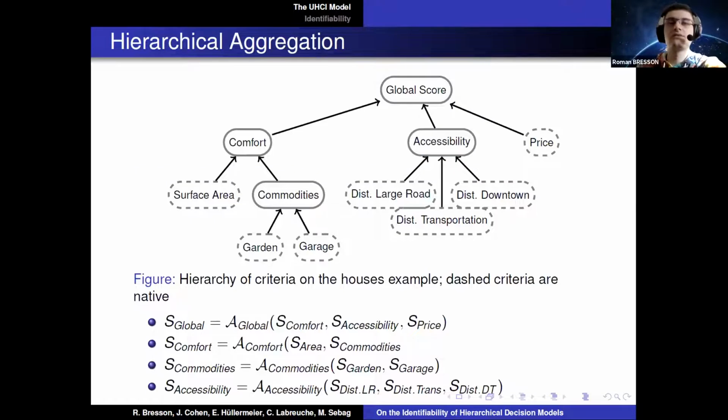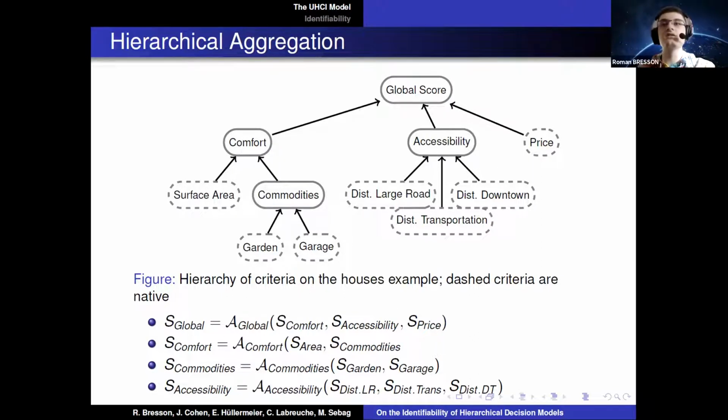So the model that we work on is a hierarchical model. This means that it's a scoring model, so we'll compute a score for alternatives, and each alternative is defined on criteria. In this example that you see here, you have houses, and they are defined on 7 criteria, which are the dotted circles, so surface area, garden, garage, etc.